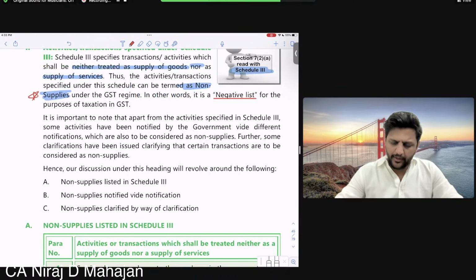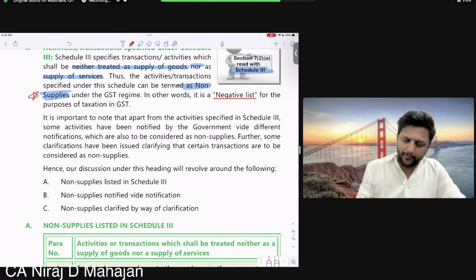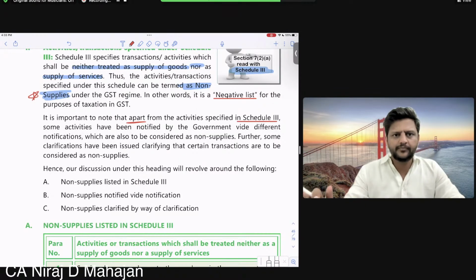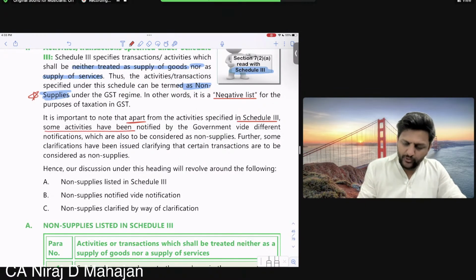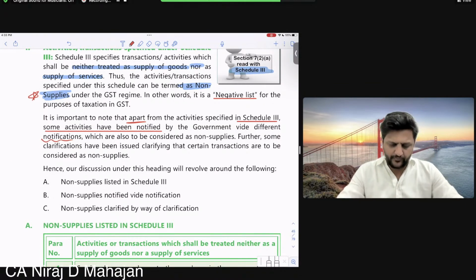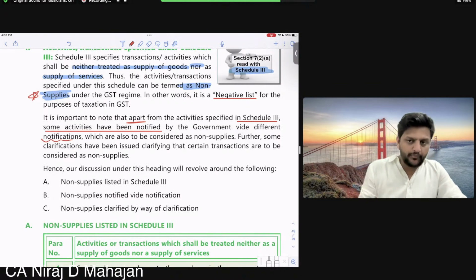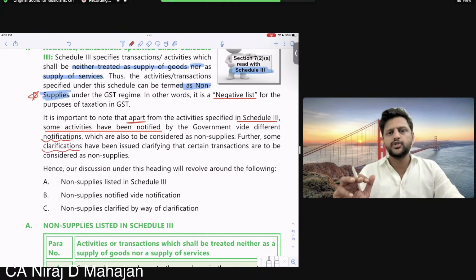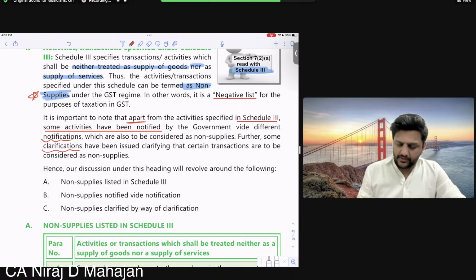It is important to note that apart from activities specified in Schedule 3, which is clear cut, some activities have been notified by government by different notifications, which are also to be considered as non-supplies. Further, one more important point: some clarifications have been issued, clarifying that certain transactions are to be considered as non-supplies. Clear till here?